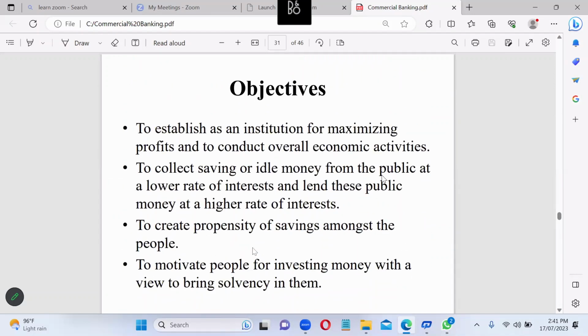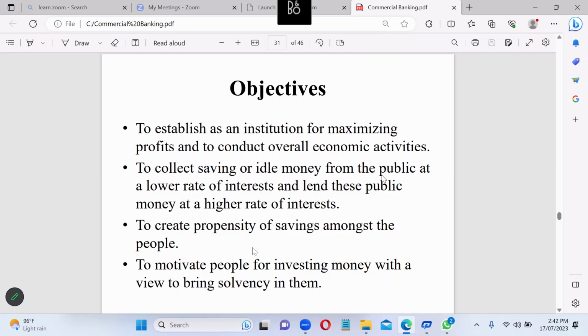Okay, here are some of the objectives for commercial banks, established as institutions for maximizing profit and conducting overall economic activities. The main objective of the commercial bank's function is to collect the savings or idle money from the public at a lower rate of interest and lend this money to the public at the highest rate of interest. These are the objectives of the commercial bank. First one is gaining the maximum profit, and second is accepting savings or deposits at a low rate and lending loans at a high rate of interest.